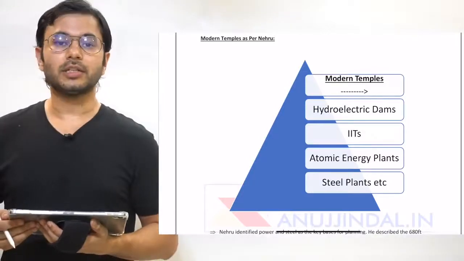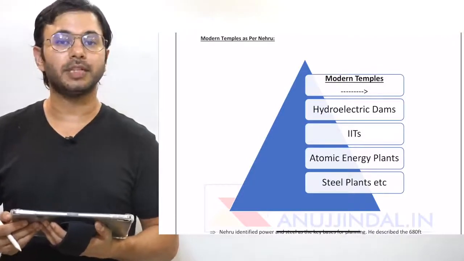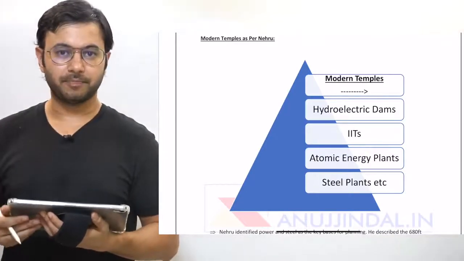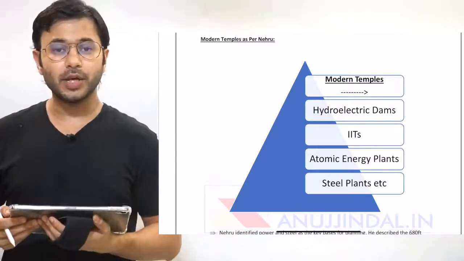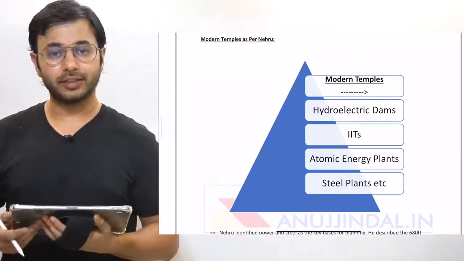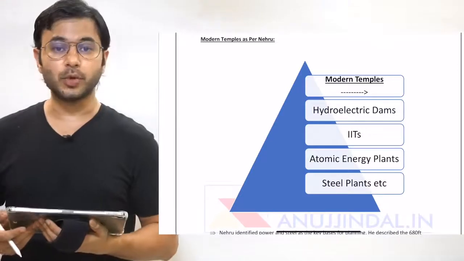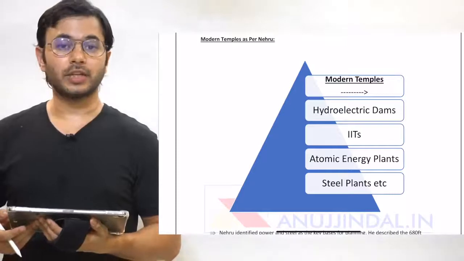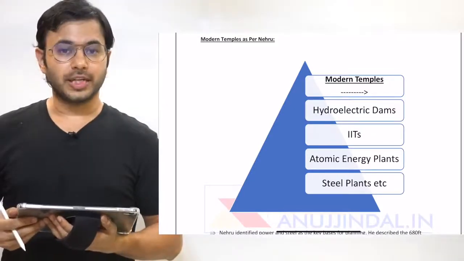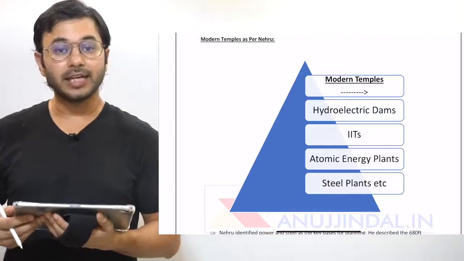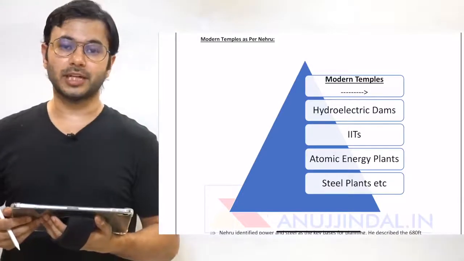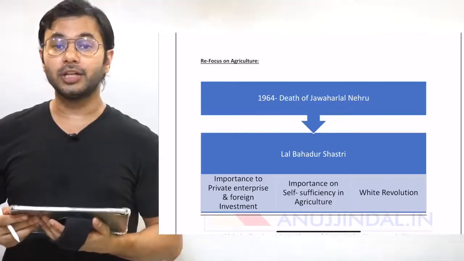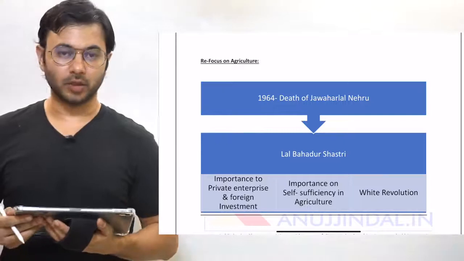As a part of this model, Jawaharlal Nehru gave the term of modern temples. What exactly is the meaning of modern temples? Let's understand very briefly. Jawaharlal Nehru said that instead of investing in the conventional traditional temples that we have, we should invest in industries which can create growth and development for us and therefore can be termed as temples. Projects like hydroelectric dams, steel plants, IITs and atomic energy institutes as well as units were a part of modern temples.